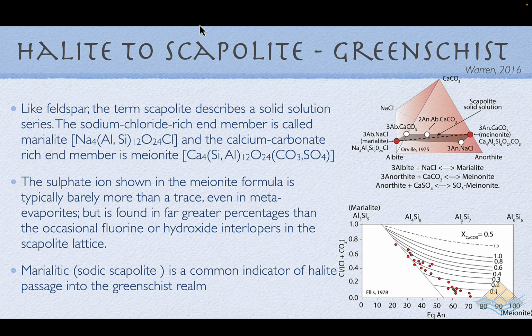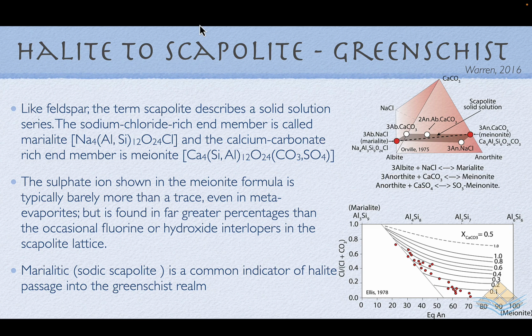But that sulfate ion shown in the meionite form is usually more than a trace, even in meta-evaporitic associations, but higher levels are found in the evaporitic association compared to the non-evaporitic associations of meionite. And also in association, we will see elevated levels of fluorine and hydroxide with that meta-evaporite transformation in the scapolite lattice. Quite often, not exclusively, but quite often, marialitic or sodic scapolite is a common indicator of passage into the greenschist realm in our meta-evaporitic association, related to that transition into polyhedral porosity as the dihedral angle on the salt interfacial angles lessens with temperature and pressure.